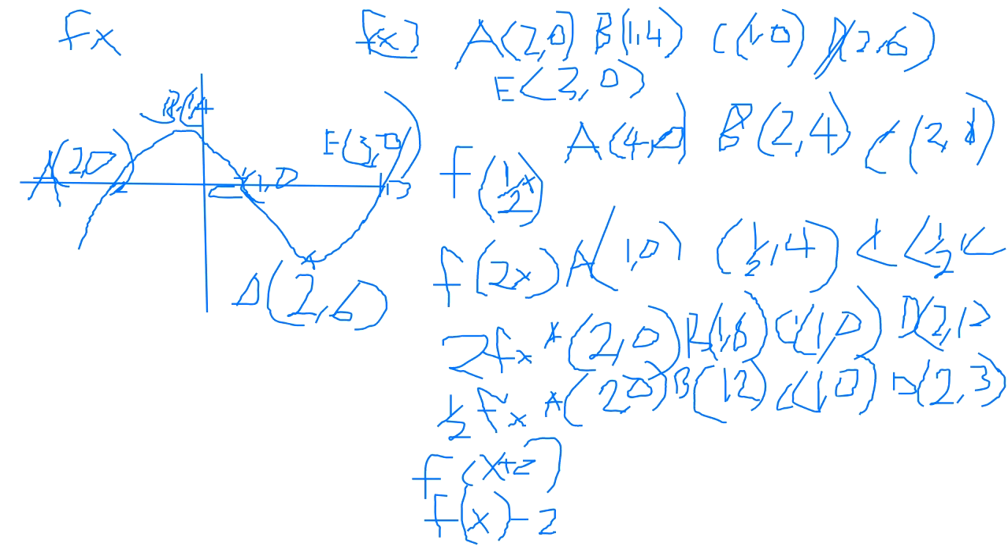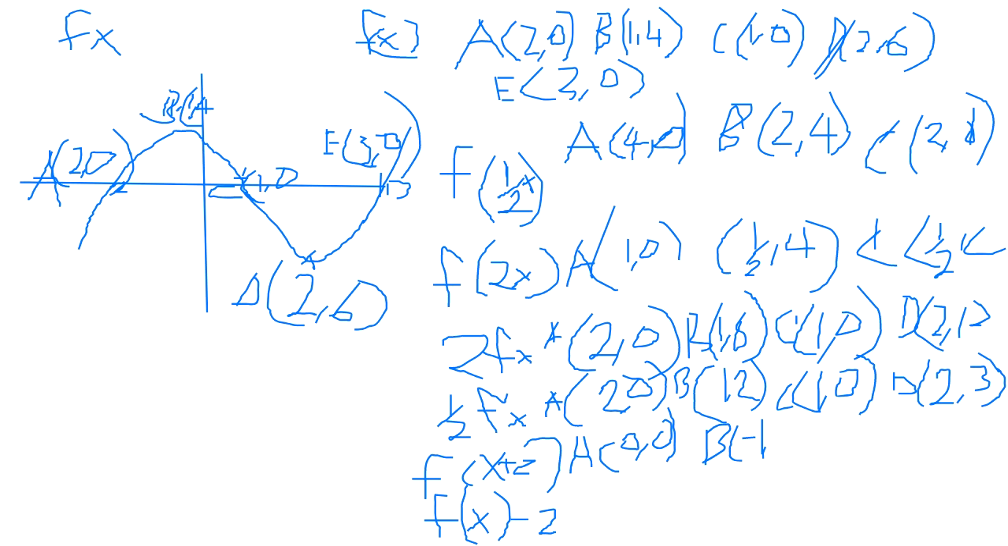So my point A now will translate to 0, 0. My point B now will translate to minus 1 and 4.